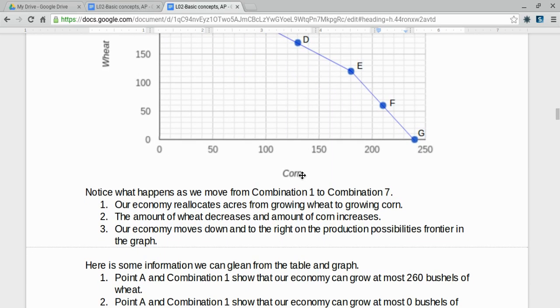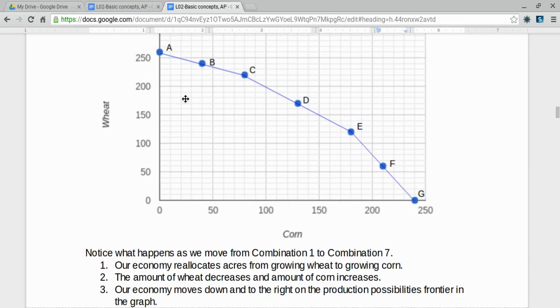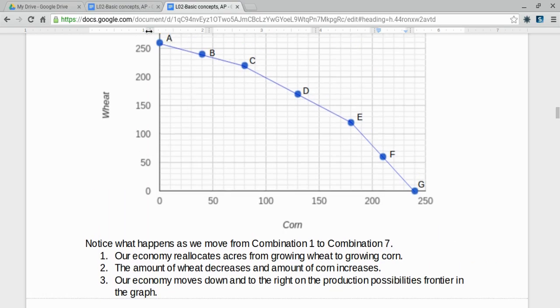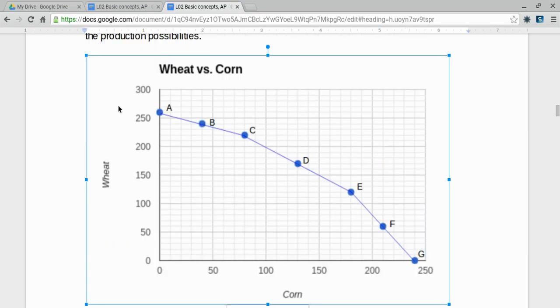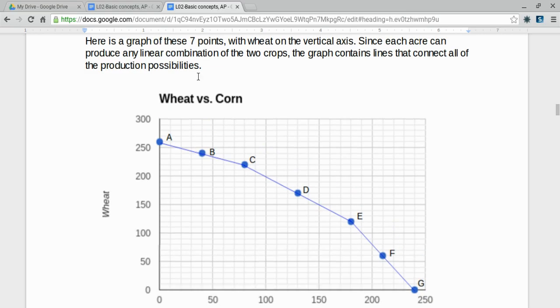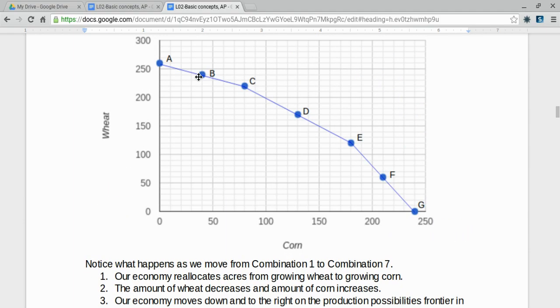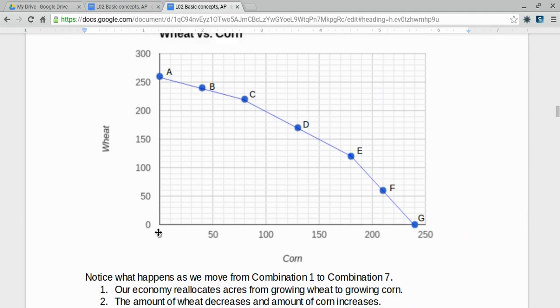Here's some information. Point A, combination 1, shows that our economy can grow at most 260 bushels of wheat. It shows that if we want 260 bushels of wheat, we can't grow any corn.